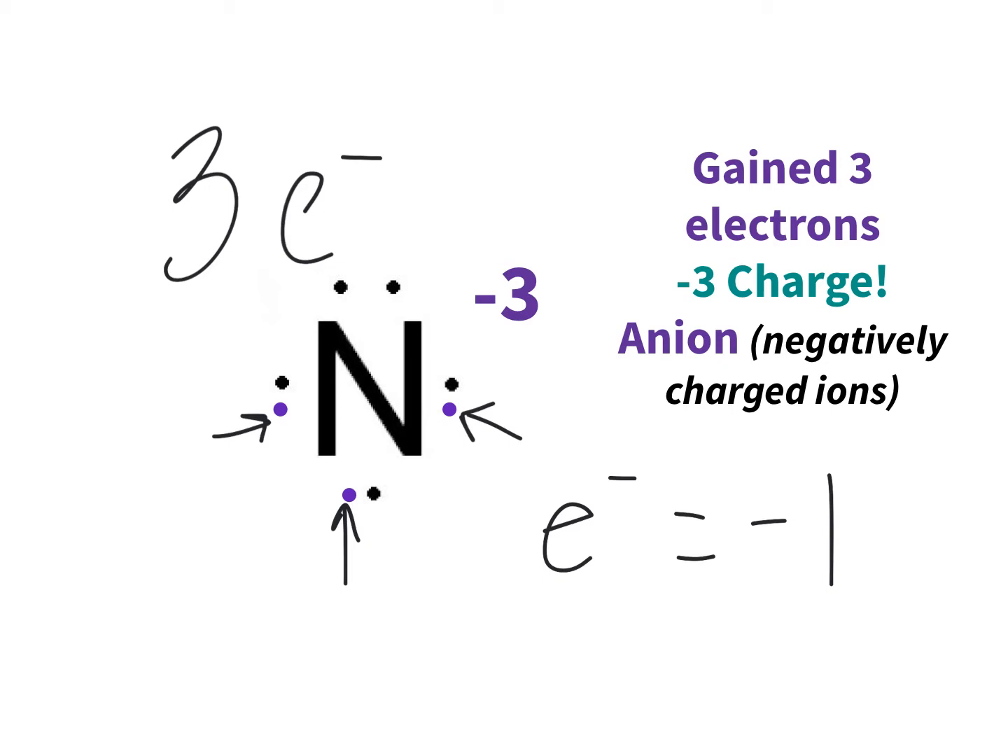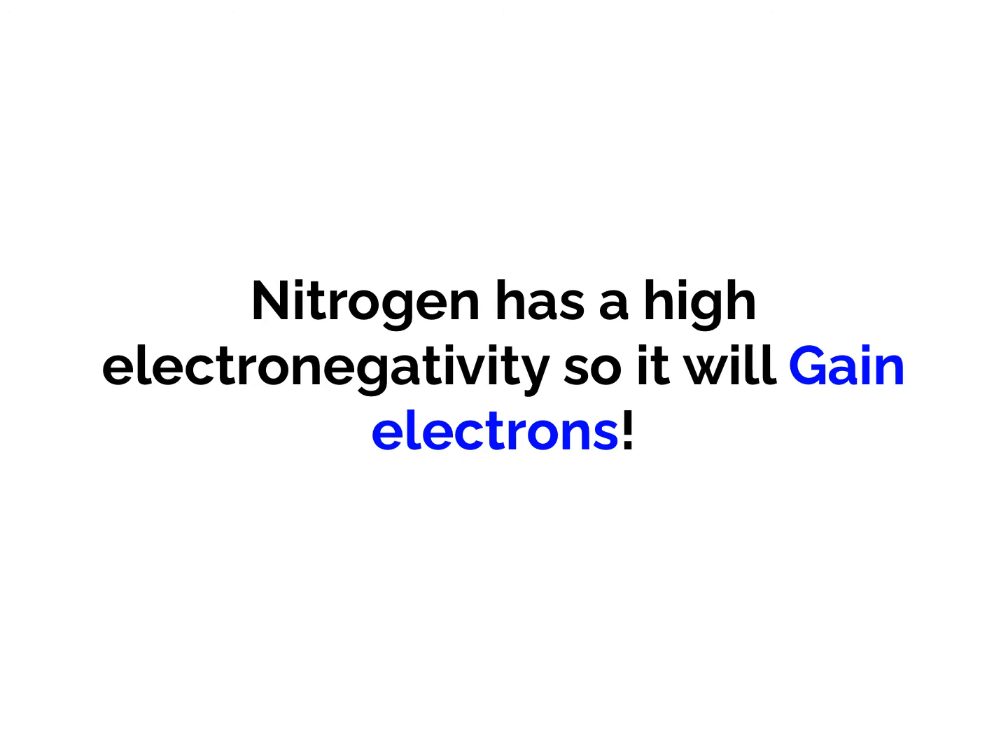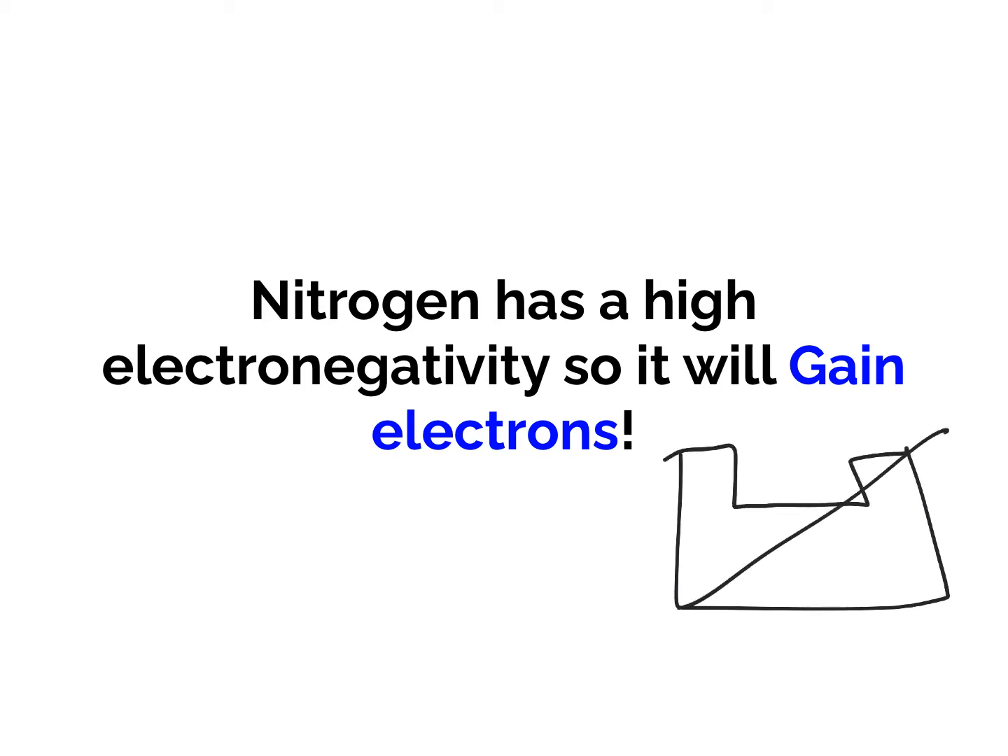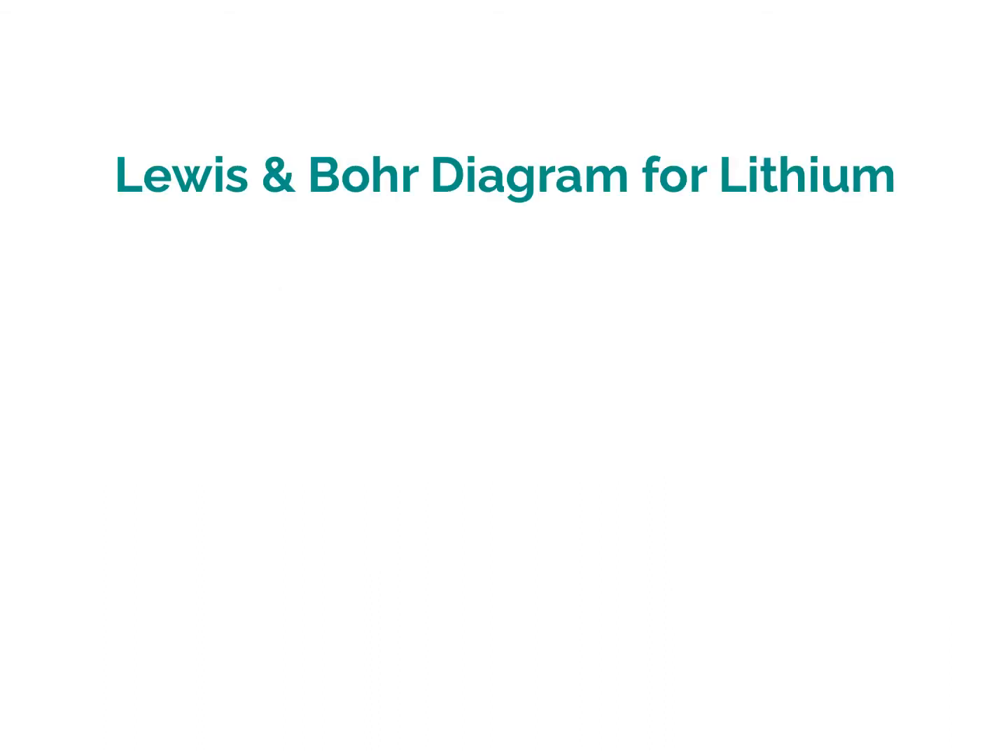And this is what we're going to call an anion. It's a negatively charged ion. So it's negatively charged because we are gaining electrons. We are gaining negative charge. We know that nitrogen is going to gain electrons because it has a high electronegativity. If you recall that trend of electronegativity on the periodic table, how it increases going this way, and nitrogen is somewhere about here. Now go ahead, pause the video, and draw a Lewis and Bohr diagram for lithium.